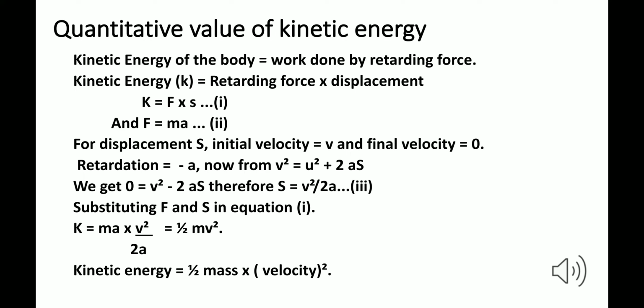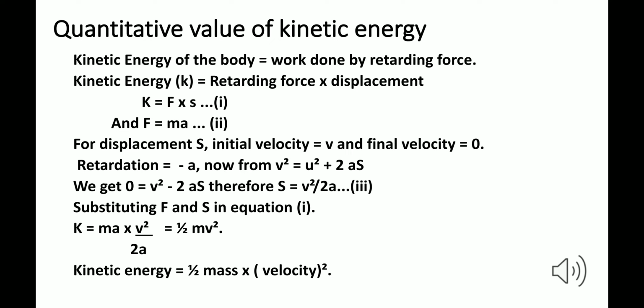Now let a be the uniform retardation produced by the force, and the body travels a distance s. So s is the distance, a is acceleration, so retardation will be minus a. The body has mass m and is moving with velocity v, and finally the body has been brought to rest because retardation has been applied. Now, in this position, the kinetic energy of the body has to be calculated. So the kinetic energy of the body will be the work done by the retarding force.